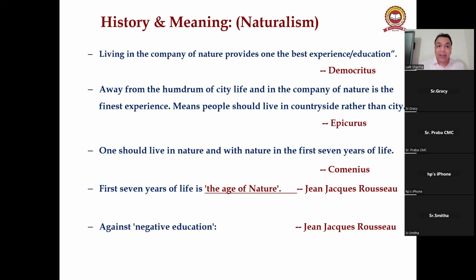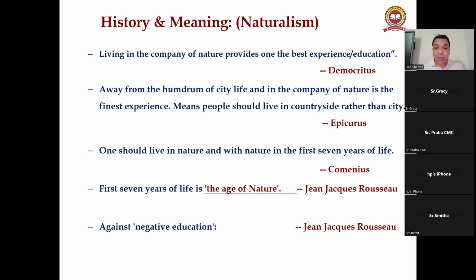When the baby is born, the first 7 years of life is the age of nature, said by Jean-Jacques Rousseau, who was the founder of naturalism, father of naturalism. What does it mean? It means we should not put the child into the formal education system up to 7 years of life. It is against negative education. Listen to me carefully, he called that type of education negative education.